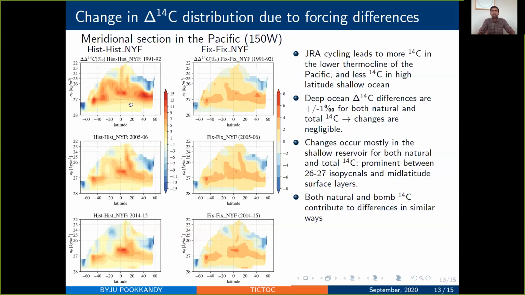It indicates that JRA forcing leads to more C14 in the lower thermocline of the Pacific and less in the high latitude shallow ocean. Both natural and bomb C14 contribute to the difference in a similar way, where the deep ocean delta C14 changes are within the range of plus or minus 1 per mil in both natural and total radiocarbon, which indicates the changes are negligible. Also, the changes occur mostly in the shallow reservoir for both natural and total radiocarbon, prominent between 26 and 27 isopycnals.